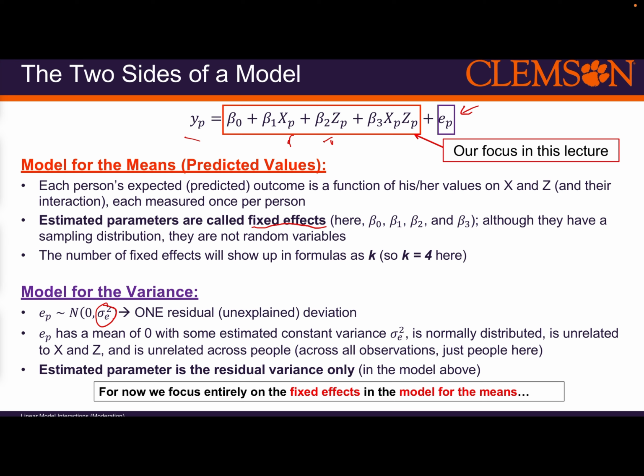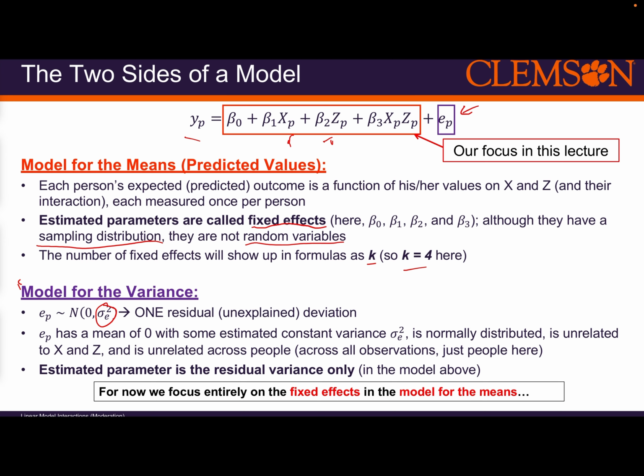But just know the following. They're not random variables. They're fixed. They don't follow a distribution. But as a consequence of our sample, we can rely upon statistical properties, the technical term for that being asymptotics, meaning as n goes to infinity, to come up with a theoretical, what we would call, sampling distribution. So if we were to repeat this same experiment over and over and over again, what would the distribution of these look like? Now, the number of fixed effects will often show up in our formulas. So here, we're going to call that k, and we have 4 fixed effects here: beta 0, beta 1, beta 2, and beta 3.